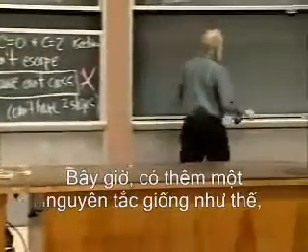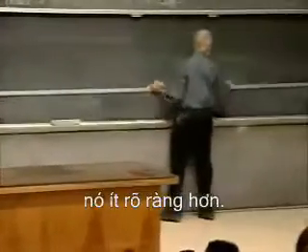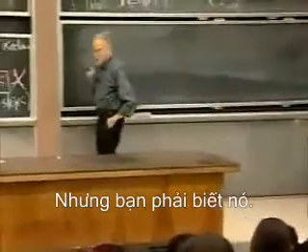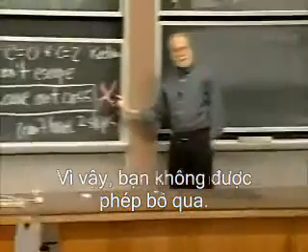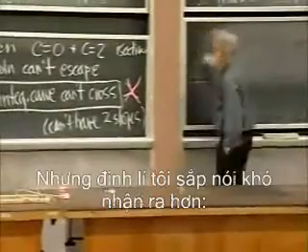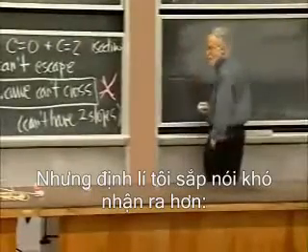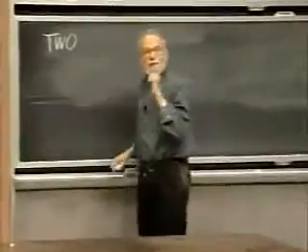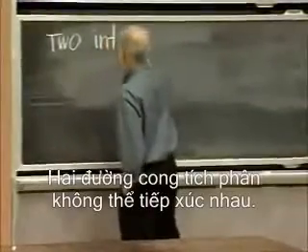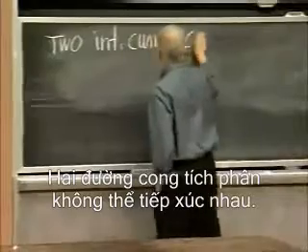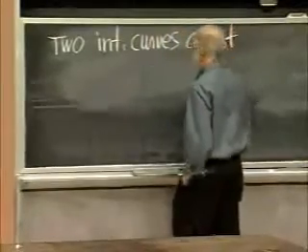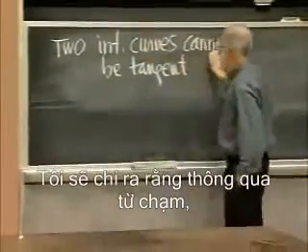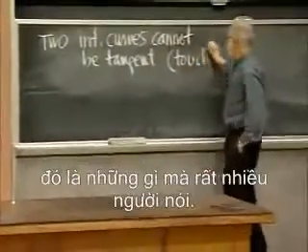Now, there's one more principle like that, which is less obvious, but you do have to know it. And so they're not allowed to cross, that's clear. But it's much, much, much less obvious that two integral curves cannot touch. That is, they cannot even be tangent. Two integral curves cannot be tangent. I'll indicate that by the word touch, which is what a lot of people say.